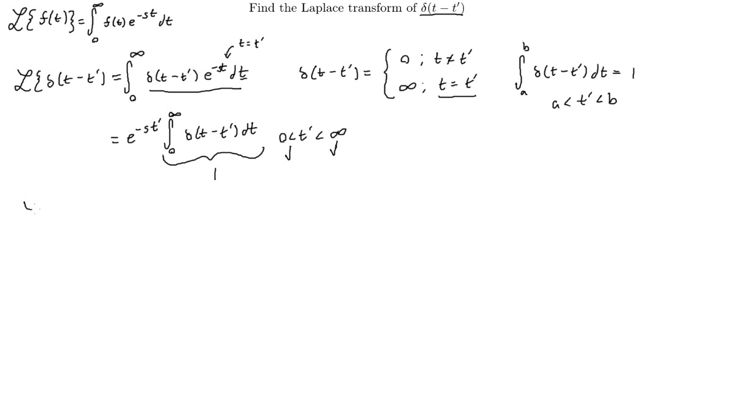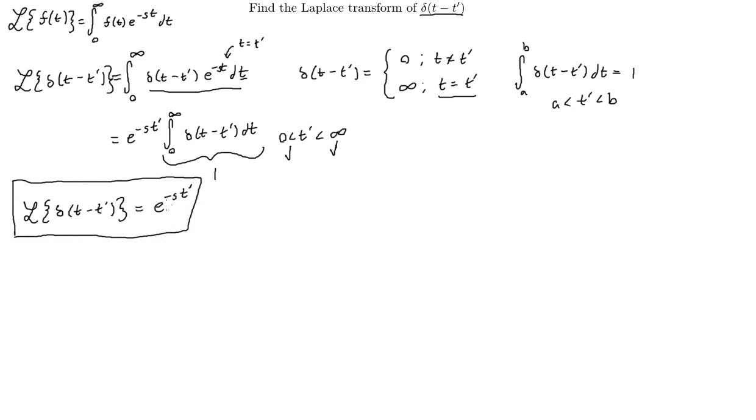So then we have that the Laplace transform, and I didn't put a bracket up here, Laplace transform of the delta function of t minus t prime is equal to e to the minus st prime. So that's pretty cool, right? We took the transform of a delta function and we got an exponential, right? Because of the properties that we used.